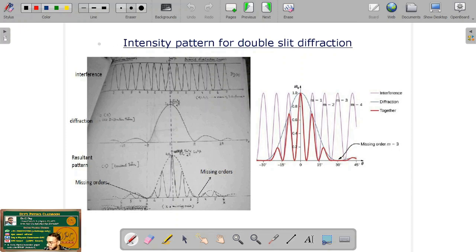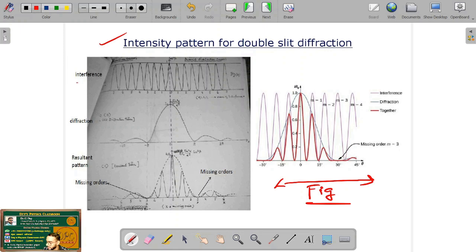So the intensity pattern for double slit diffraction would be this one. Here it consists of two terms, that means the interference pattern due to double slit and the diffraction pattern due to a single slit. As the resultant intensity consists of interference pattern due to double slit and a diffraction pattern due to single slit, the resultant intensity distribution would be like this figure.